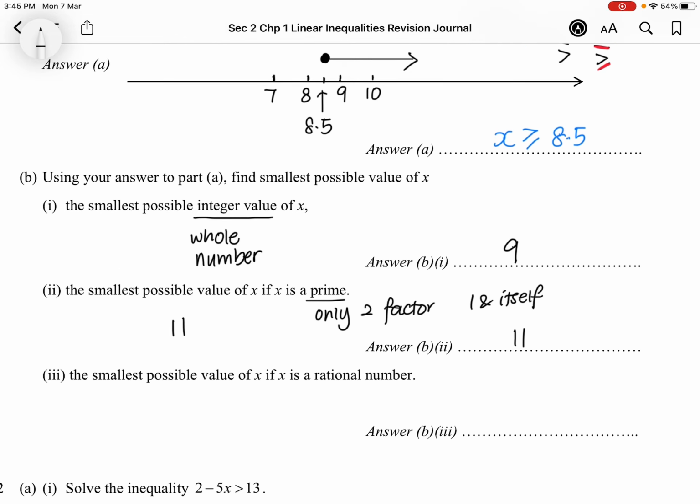Next, what other values can x be if x is a rational number? What does rational number mean? Rational number means any number that is a fraction or a number that is a decimal with repeating pattern.